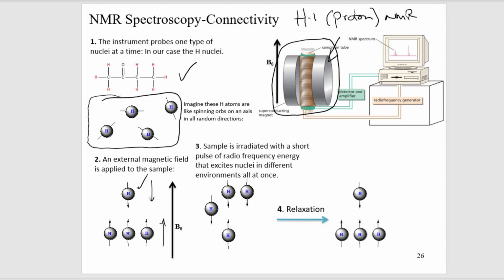Next, this is where the energy comes in. This is where the spectroscopy part happens. Okay, what's the energy we're going to use? We're going to use radio frequency. We're just going to pulse radio frequency at these protons, or at the sample, and then we're going to remove that radio frequency and let relaxation occur.